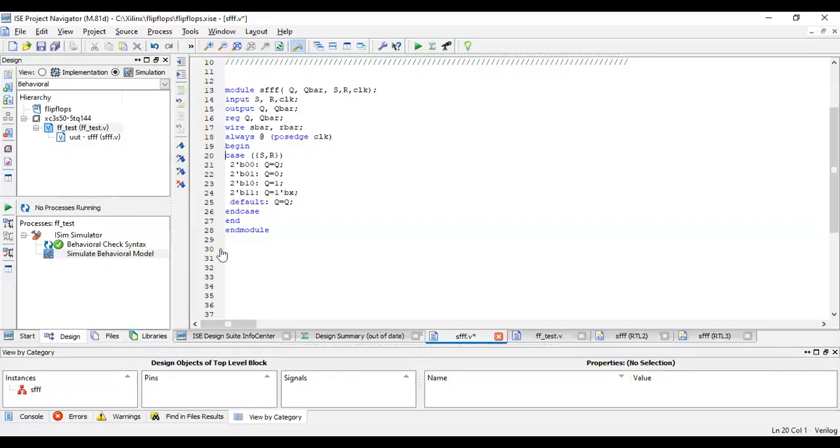Now this is our SR flip-flop: Q, Q bar, S, R and clock. It always works at the positive edge of the clock. Flip-flops are edge triggered, latches are level triggered. So let us see how our output differs from the latch.